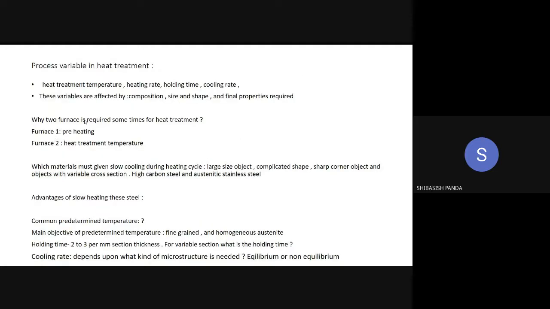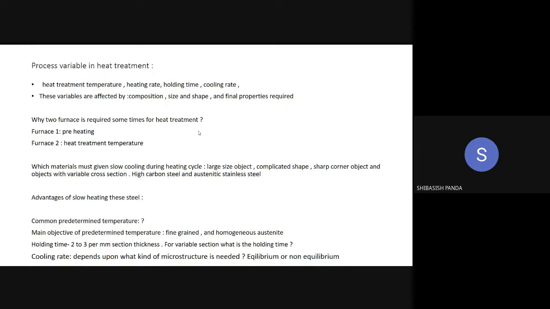Okay, fine. There is a very interesting concept. Why are two furnaces required sometimes for heat treatment? A single heat treatment furnace is enough to do heat treatment, but sometimes we need two different furnaces. Why? What is the reason? Sometimes what happens.